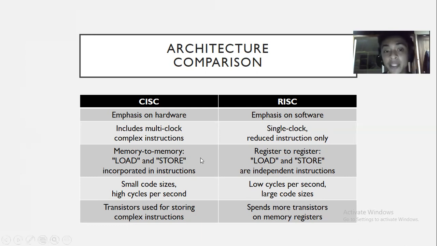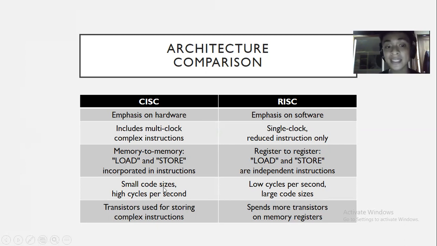CISC is memory to memory, meaning load and store are incorporated into instructions. Meaning the operands of the command are actually stored in memory. So, for example, in one MULT command, you have to retrieve the data from the memory, operate in the execution unit, and then store it back, all in just one line of code. However, RISC promotes register to register, meaning load and store are independent instructions. As we have recalled, load and store are different. They're not bundled into one single command, unlike MULT in CISC.